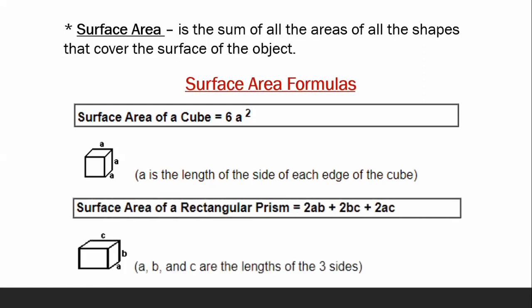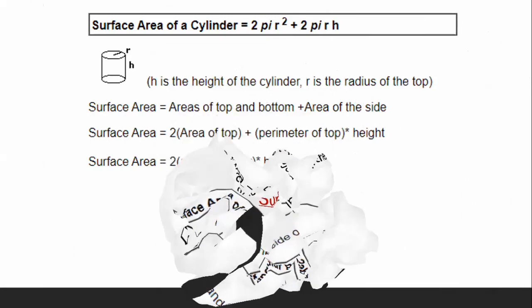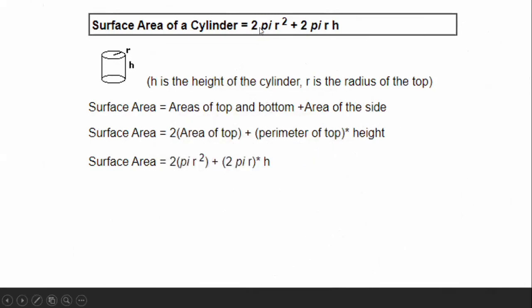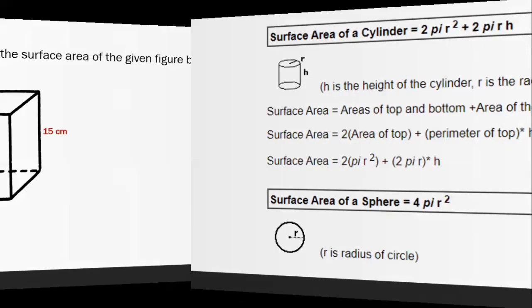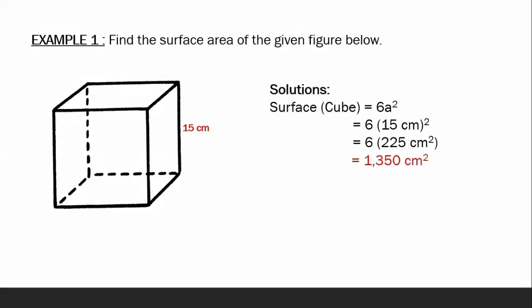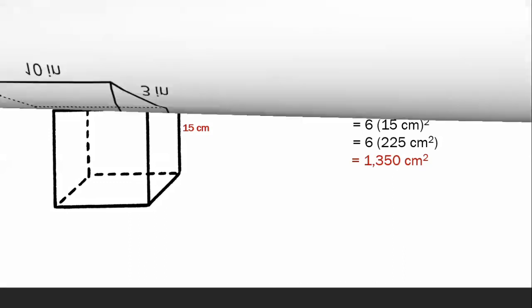The surface area of a rectangular prism is equal to 2AB plus 2BC plus 2AC. The surface area of a cylinder is equal to 2 pi r squared plus 2 pi r multiplied by the height. And last, the surface area of a sphere is equal to 4 pi r squared. So let's have examples. The cube is the same as its lateral surface area, cube only. Let's move to another example.